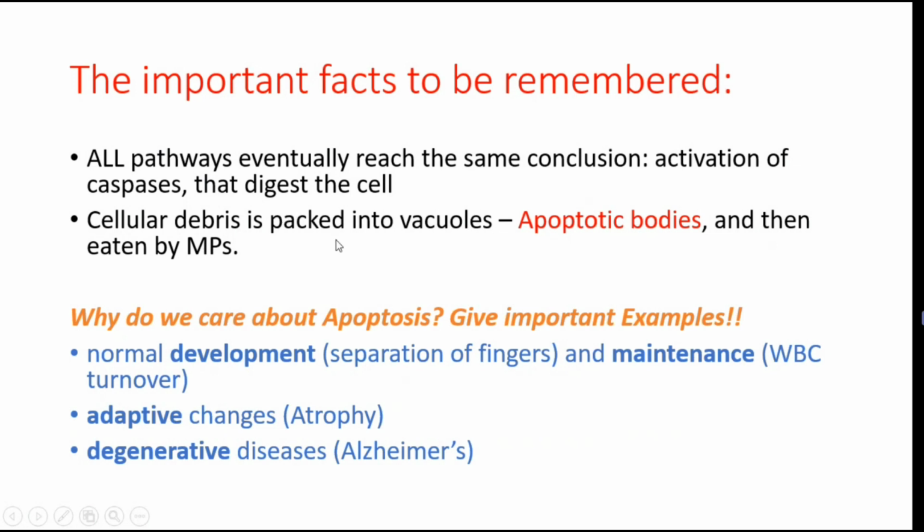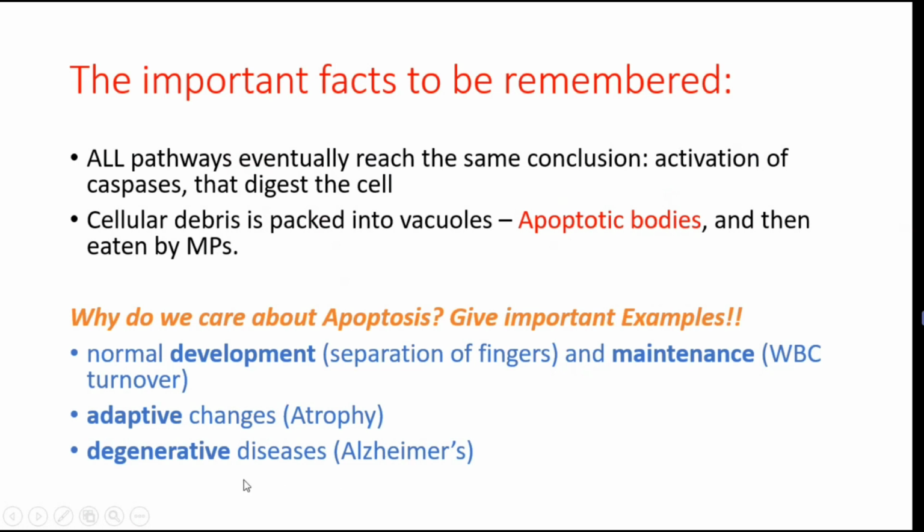And finally, the cellular debris is packed into the vacuoles known as apoptotic bodies, and then they're eaten up by macrophages, like I mentioned. Well, why do we care about apoptosis? Because it is part of your normal development and maintenance in the case of WBC turnover. So that's physiologic.